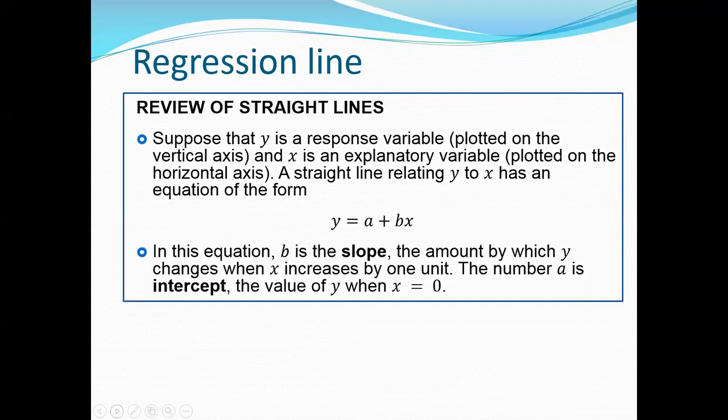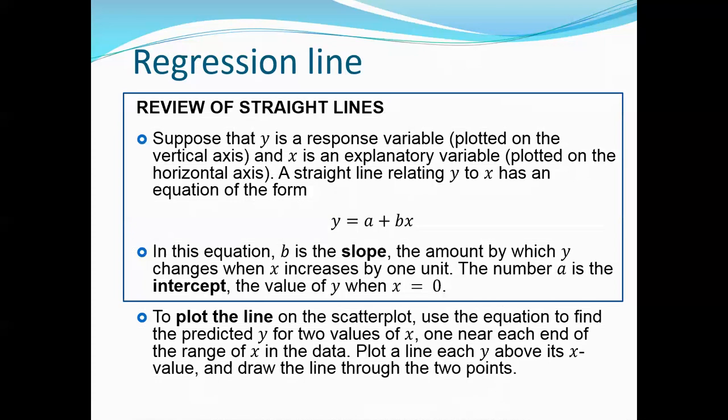Review of a straight line. Suppose that y is a response variable plotted on the vertical axis and x is an explanatory variable plotted on the horizontal axis. A straight line relating y to x has an equation of the form y equals a plus bx. In this equation, b is the slope, the amount by which y changes when x increases by 1 unit. The number a is the intercept, the value of y when x equals 0.